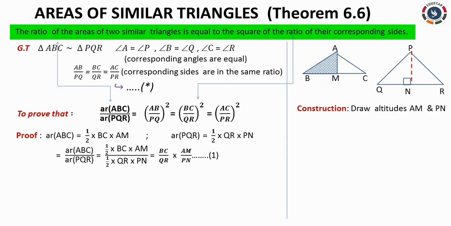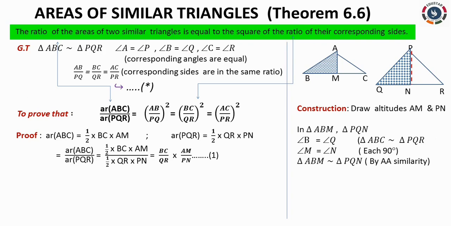So we are going to prove that triangle ABM and triangle PQN are similar. We can use this information. Angle B is equal to angle Q, right? Angle B and angle Q, they are equal. And angle M and angle N, they are equal. So in triangle ABM and triangle PQN, angle B is equal to angle Q and angle M is equal to angle N. Using these two pieces of information, it is more than enough to prove that these two triangles are similar by AA similarity.